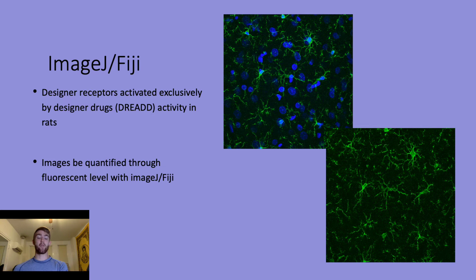During the second half of my internship, I was working with a program called ImageJ, investigating fluorescence of neuronal images. This was done through a process called DREADD, which stands for Designer Receptors Activated Exclusively by Designer Drugs. And that's what we have in these images here.